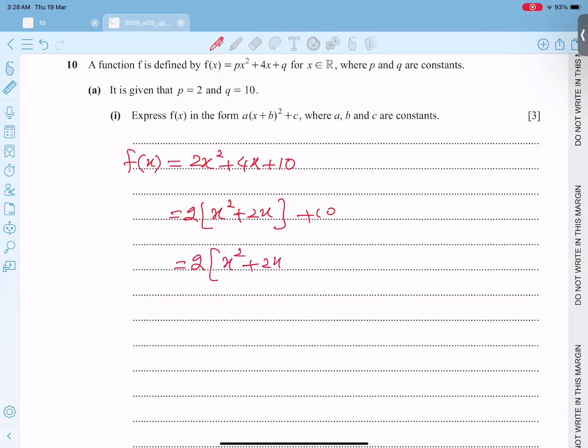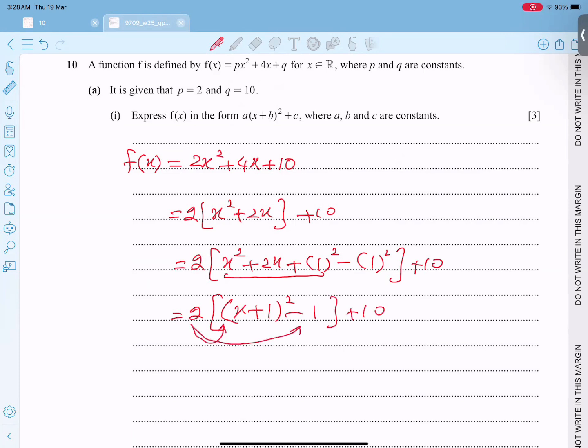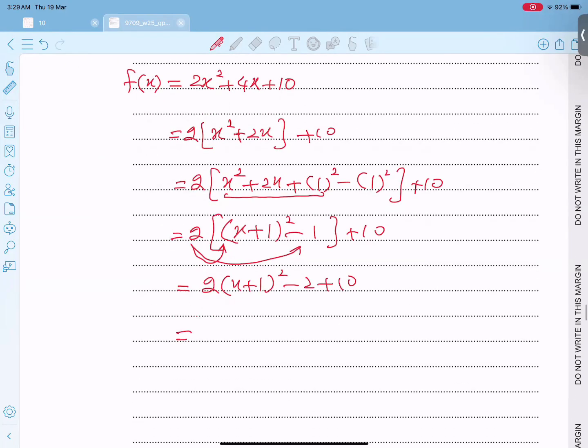So what is the half of this 2? 1. So that 1 squared added and 1 squared subtracted. And now inside the bracket, these three terms I can combine as x plus 1 whole squared and minus 1 squared is 1. 2 multiplies here and 2 multiplies with that number. I get 2 times x plus 1 whole squared, negative 2 and plus 10. And finally, I got 2 times x plus 1 whole squared and plus 8.